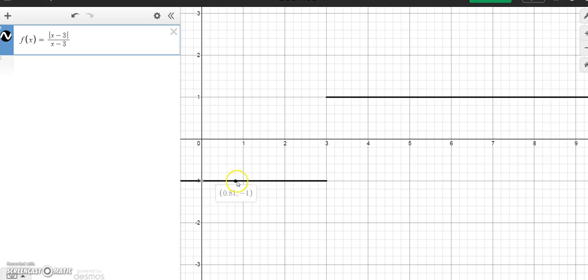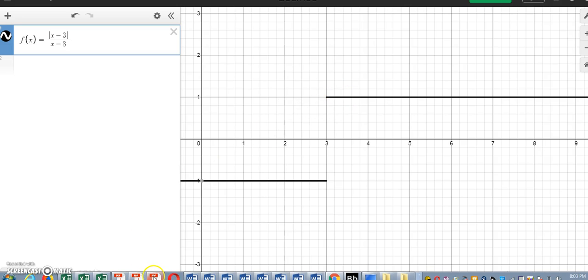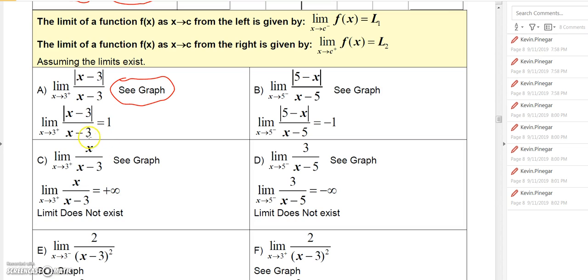So notice, as we approach 3 from the left, the y value never changes. It's negative 1. So we would say the limit of this function as you approach 3 from the left is negative 1. But as we approach 3 from the right, the limit would be positive 1. Okay, but let's see, what did the question ask? I think it just asked if you approach 3 from the right. So as we approach 3 from the right, remember we got positive 1. I didn't ask for the limit from the left. I could have, but I didn't ask for it here.